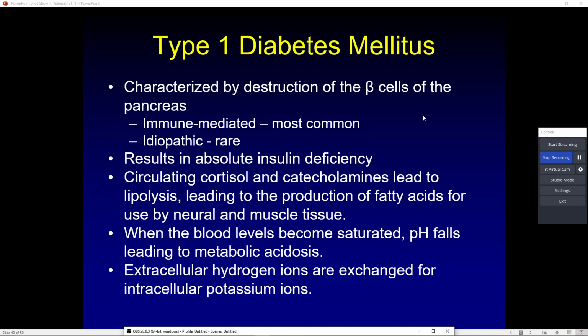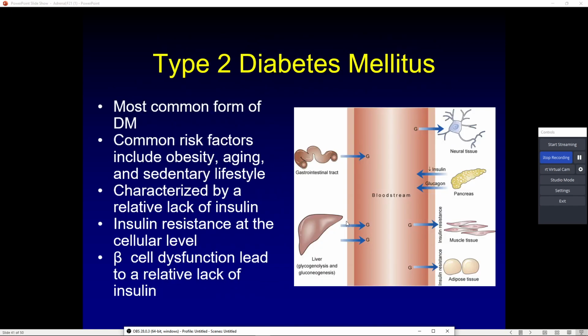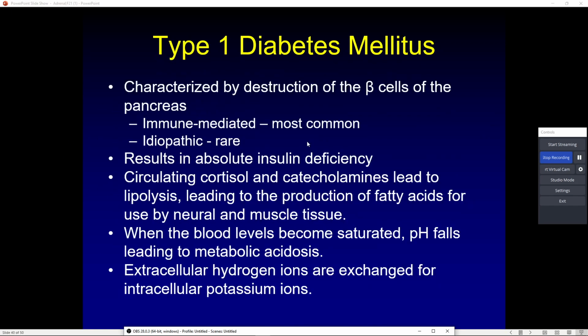Ketones ultimately result in a decrease in the pH and a state of metabolic acidosis. Diabetic ketoacidosis is entering the conversation now. Extracellular hydrogen ions are exchanged for intracellular potassium, so we have hydrogen in, potassium out, not a good thing.